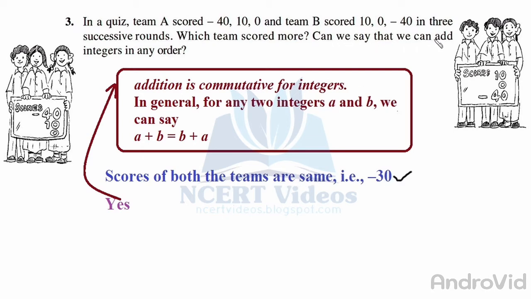Can we say that we can add integers in any order? Well, yes, we can say. Why? Because we have studied in this chapter that addition is commutative for integers. For example, if you swap -40 and 10 as it was in the case of here, in general for any two integers a and b, we can say that a plus b equal to b plus a. So it is commutative. Commutative is just changing their positions. So here A was -40 and B was 10. Here B was 10 and A was -40. Therefore, addition is commutative for integers.